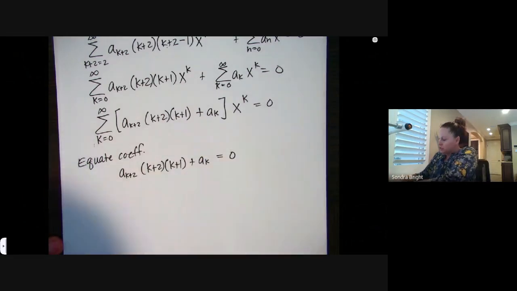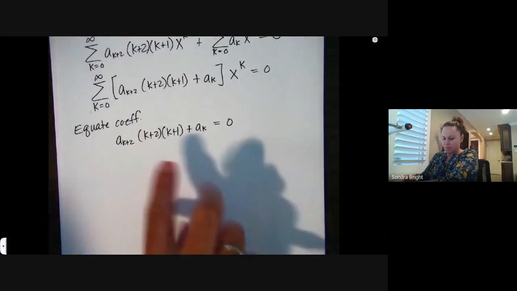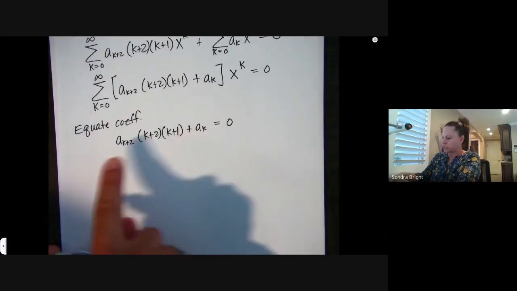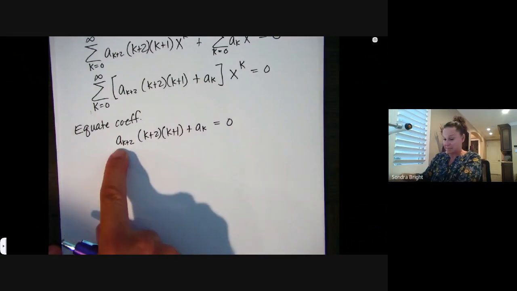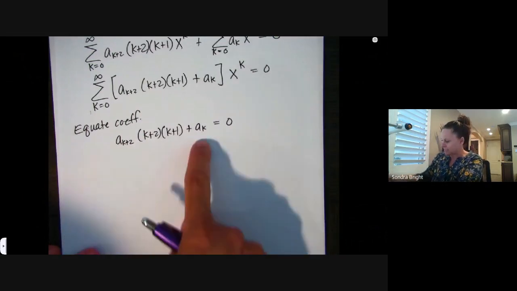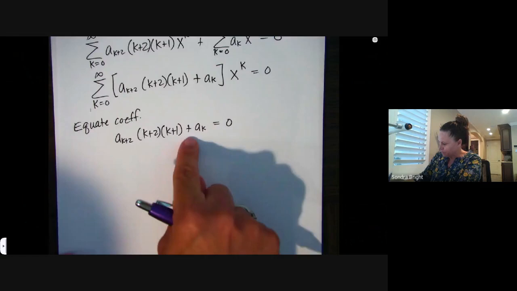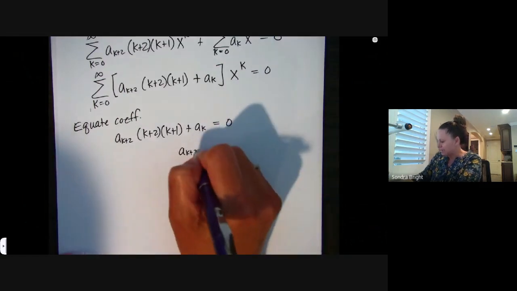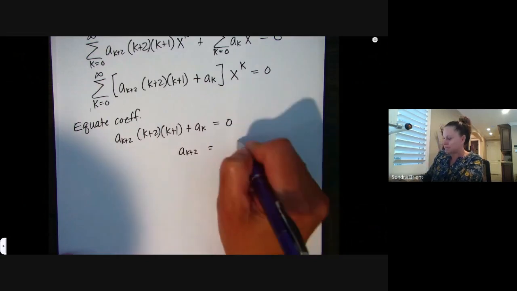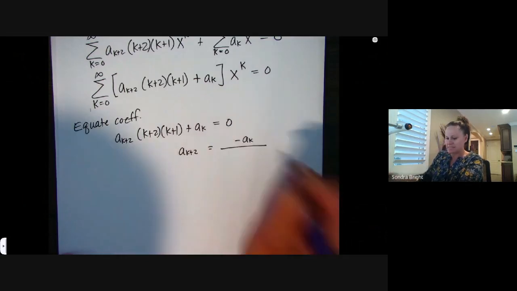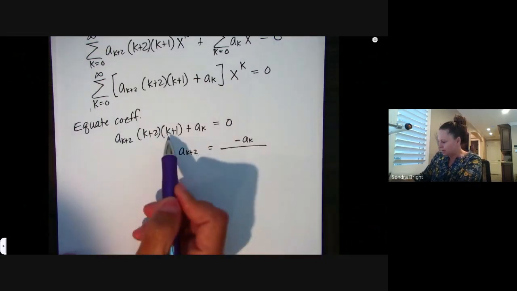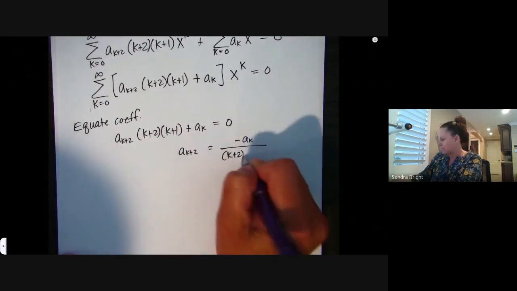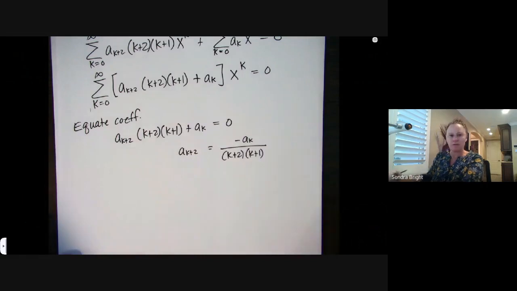All right, these are two different terms, and so I'm going to solve for a sub k plus 2 and put it in terms of a sub k. So I'm going to subtract it. You've got a sub k plus 2 would be negative a sub k, and then these two guys were multiplied times this, so I'm going to divide by k plus 2 and k plus 1, and this is for k greater than or equal to 0.